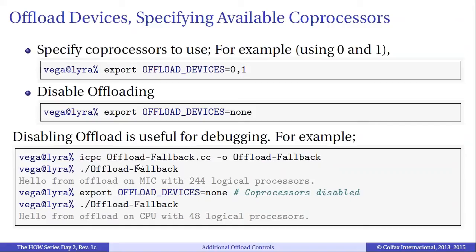As you can see here, I have an offload application with fallback, and I'm doing a non-drastic measure to disable coprocessors. So the first time I run it, I have a Xeon Phi. It reports 244 logical processors. The second time I run it, I set OFFLOAD_DEVICES to none. It disables offload, and the code falls back to the execution on the CPU.